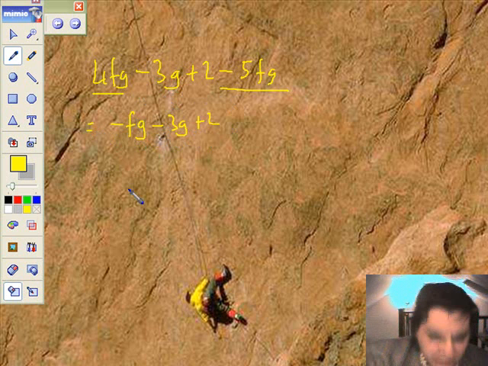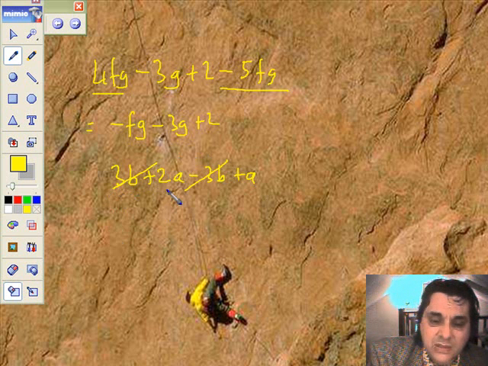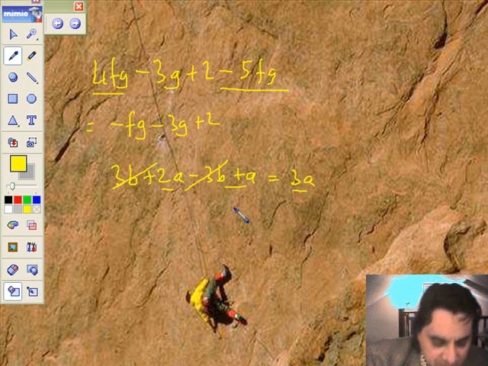We can't merge g's and fg's, so that is the end of that one. Let's just do g, which is question 5g, that is. I've got here 3b plus 2a minus 3b and plus an a. What have I got? I've got 3b take away 3b, that's gone. I'm left with 2a plus an a. Well, that's 3a, isn't it? Very simple.